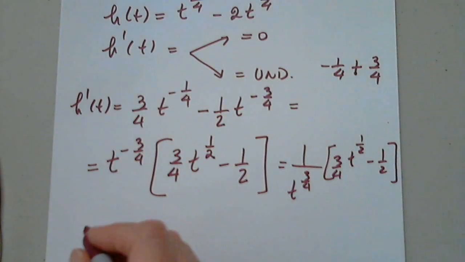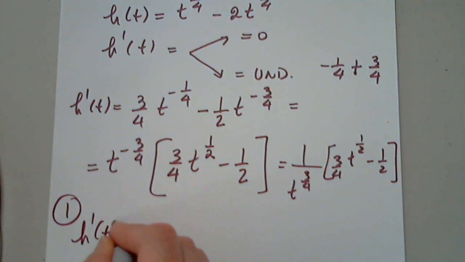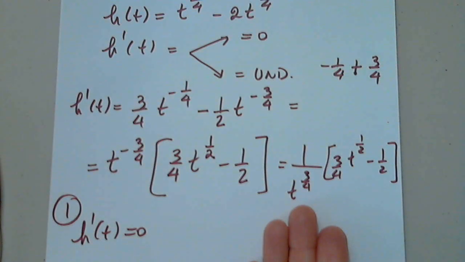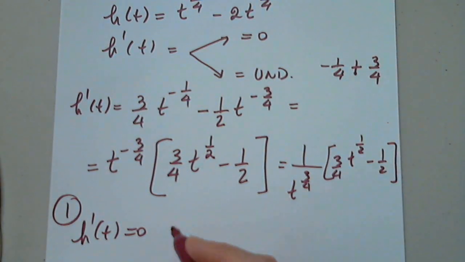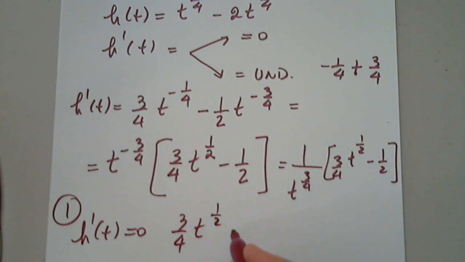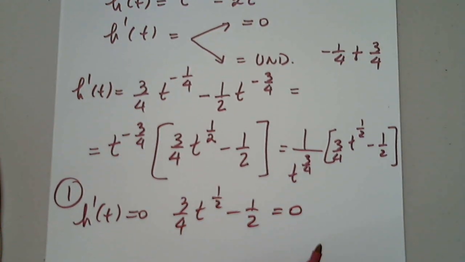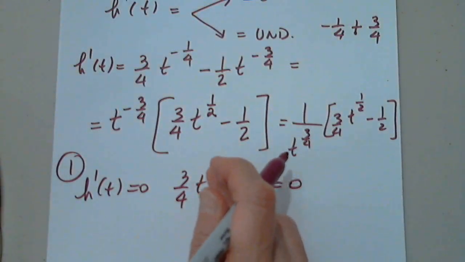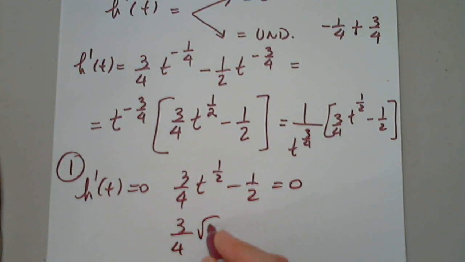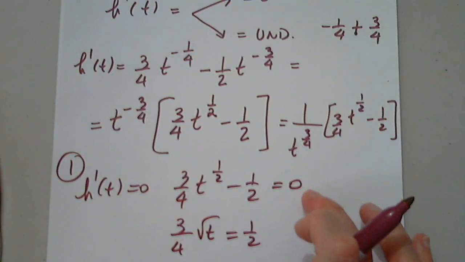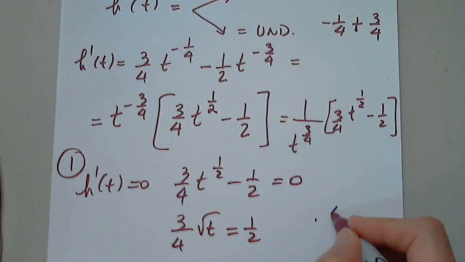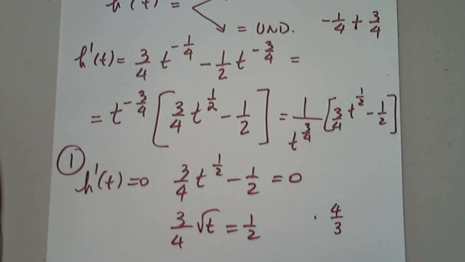We're going to set it equal to 0. So this first factor, h prime of t, is 0. The denominator cannot be 0, only this can be 0. So 3/4 t to 1/2 minus 1/2 equals 0. Or I can replace this with a square root. It's easier now. Moving to the other side, I have to multiply by 4/3. So I have the square root of t equals 2/3. How do I solve this equation for t? What operator do we have to apply to both sides?